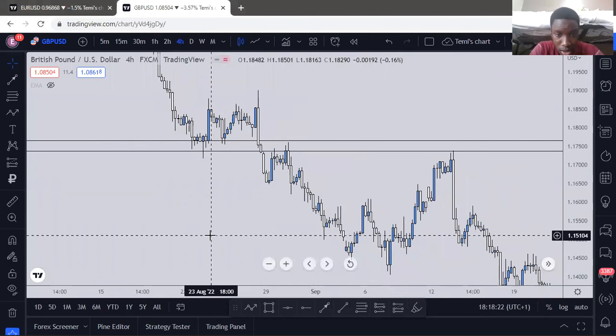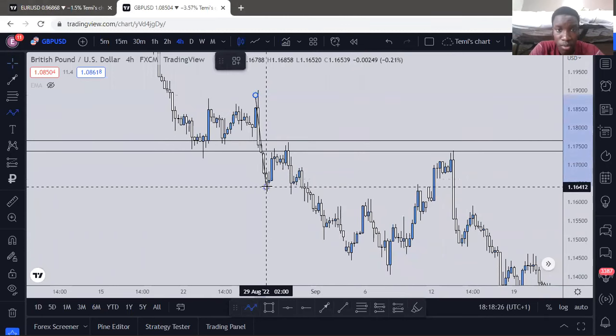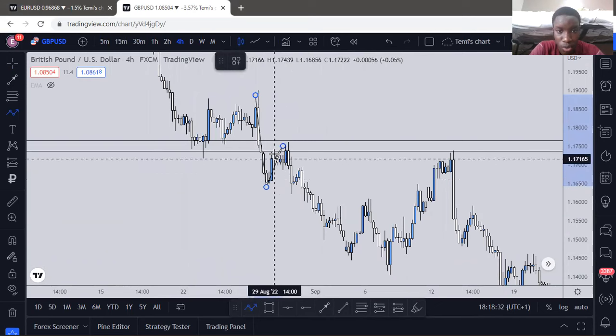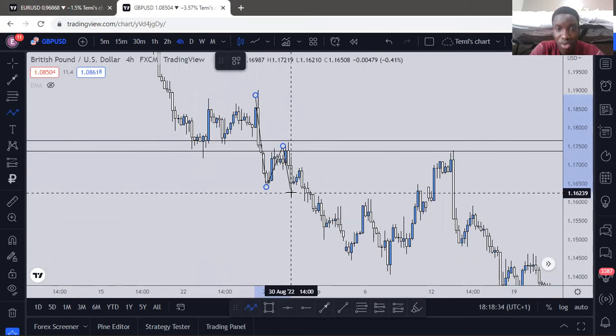But anyways, like I was saying earlier, we had price break below this level, pull back to the level, and then change into a resistance level, right? So we'll look for an entry around this area to continue to the downside.